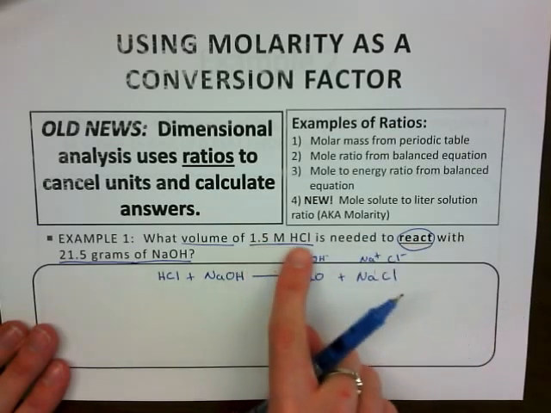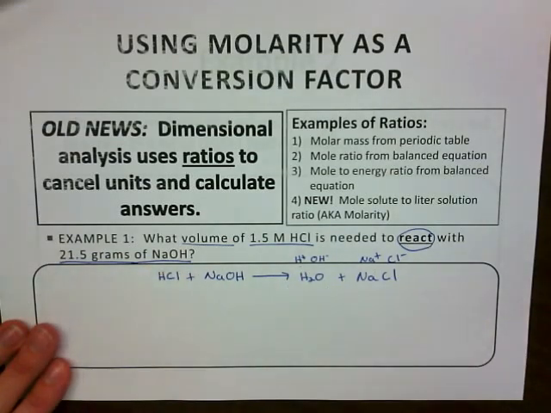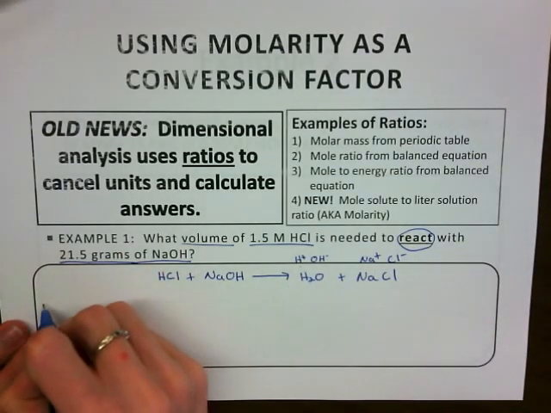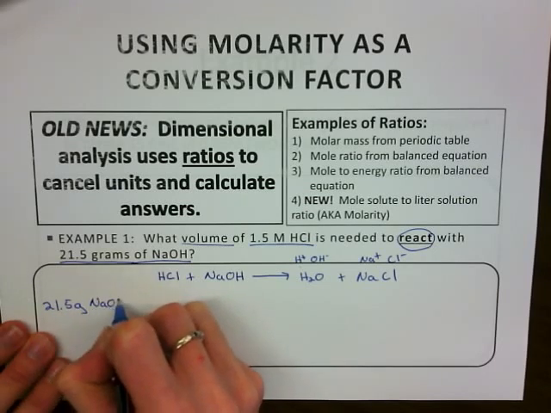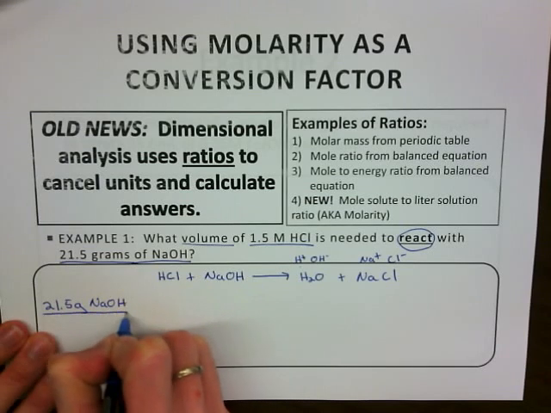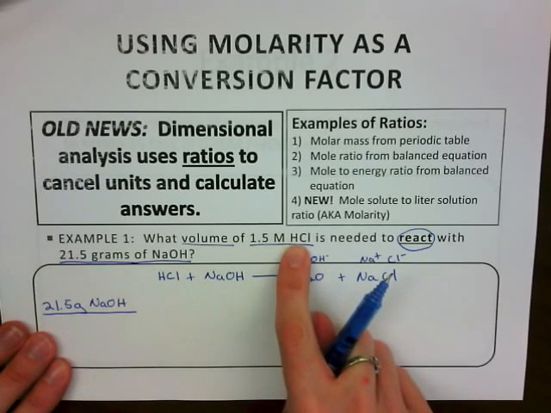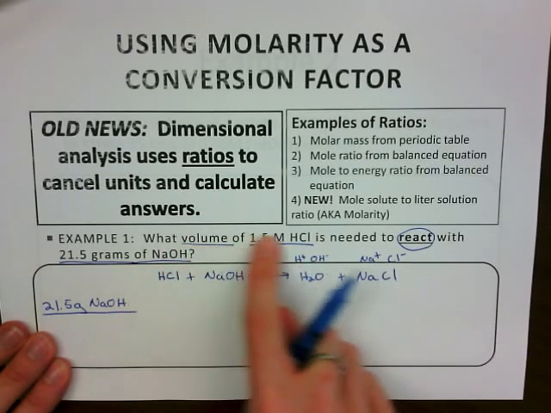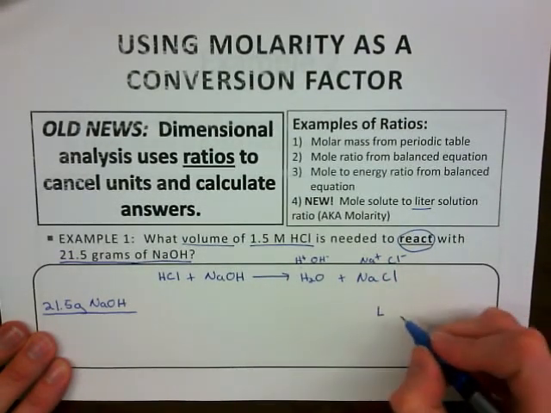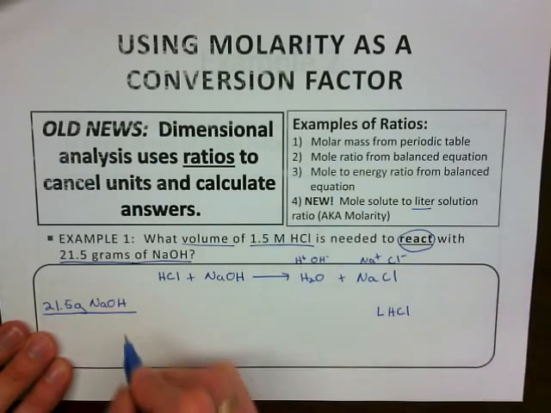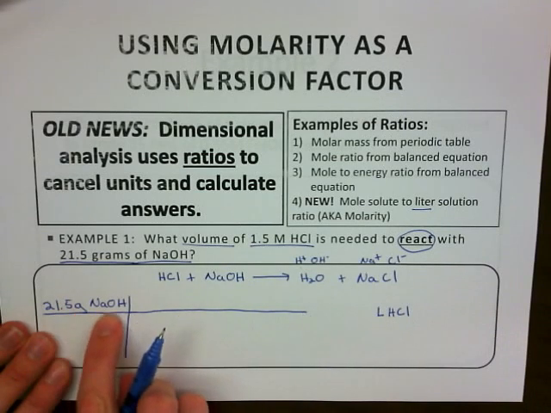Okay, now that I have my reaction, I can use dimensional analysis to answer the question. So I want to react this solution with 21.5 grams of sodium hydroxide. So I'm going to start there in my dimensional analysis. Eventually, in the end, what I want is volume of hydrochloric acid. Volume in terms of molarity is in liters, so in the end of my dimensional analysis, I'm going to get liters of hydrochloric acid. Starts off the same old way we've been doing it. I have grams of sodium hydroxide.